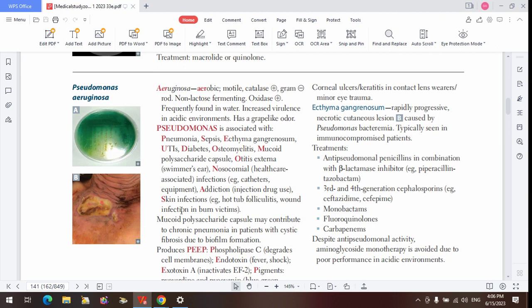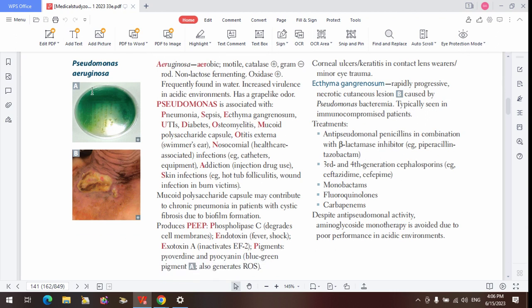The habitat where you typically find Pseudomonas is water. So people that get in contact with water bodies can develop some Pseudomonas infection, and we are going to talk about some of them. Its virulence is increased in acidic environment, and it has grape-like odor. So that's one thing about it. It has grape-like odor, and most of the time, infection from Pseudomonas brings about production of greenish discharge.